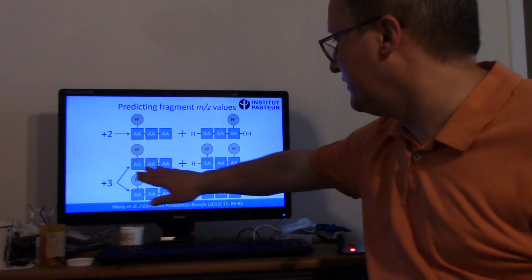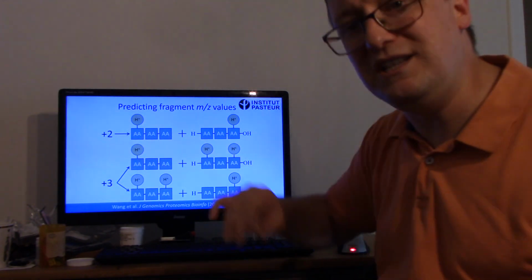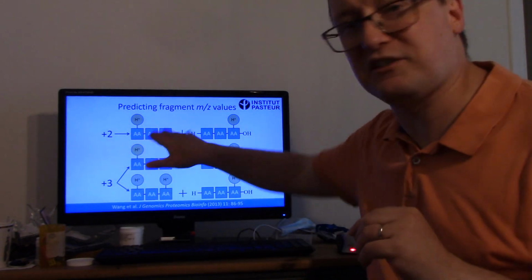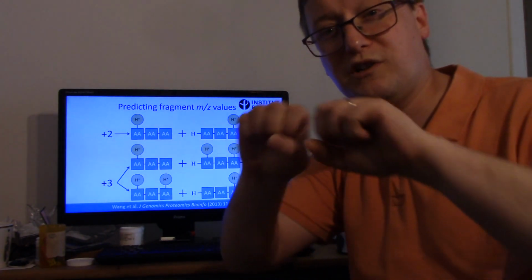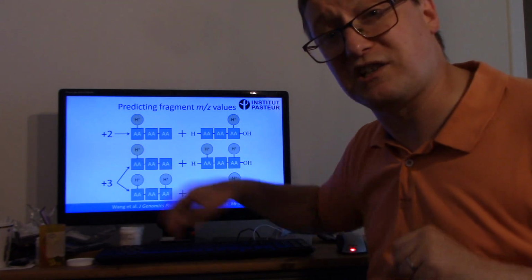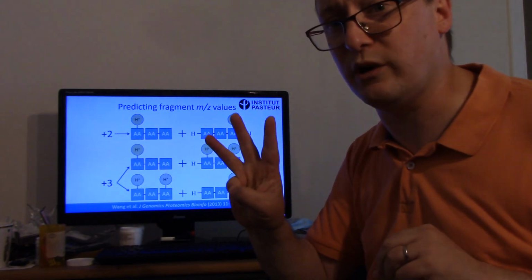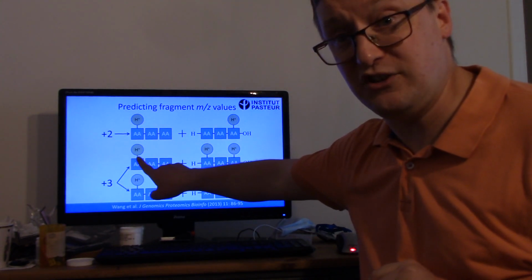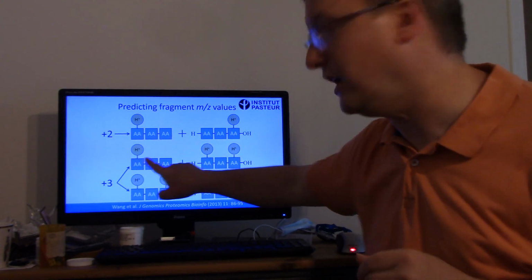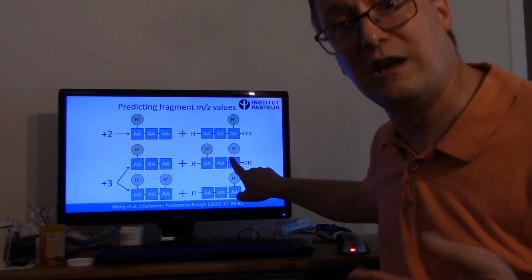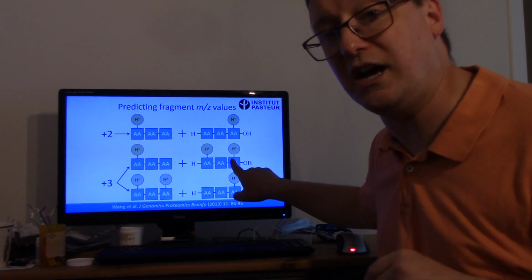All right, so this +3 ion, we need to consider a pair of possibilities. Remember that in the +2, we were carrying 2 protons and 1 went with either fragment. In the case of a +3, we have 3 protons on board. So it might be that 1 proton leaves with the N-terminus to make a singly charged B ion, which means that 2 protons go away with the C-terminus, making it a doubly charged Y ion.